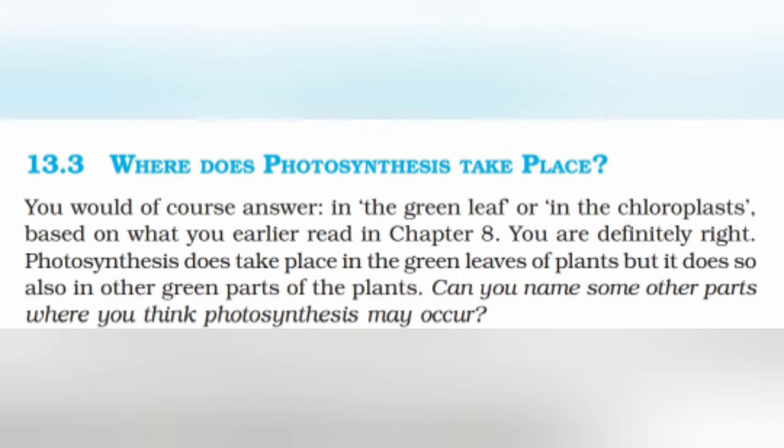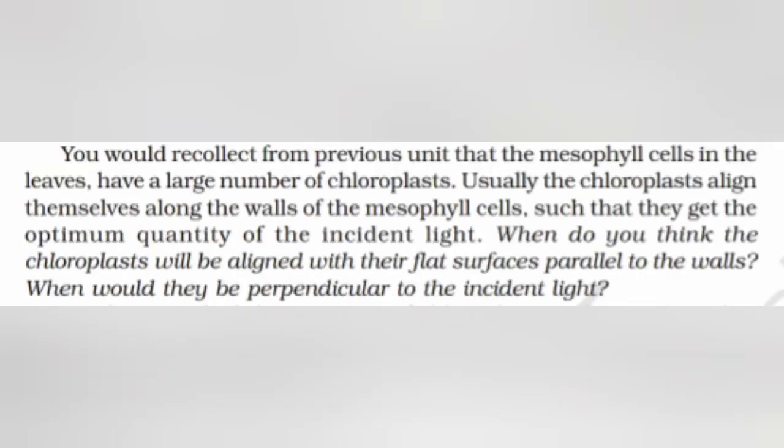So photosynthesis takes place in the green leaves of plants, but it does so also in other green parts of the plant. Can you name some of the other parts where you think photosynthesis may occur? Yes, it may be a green stem of a cactus.